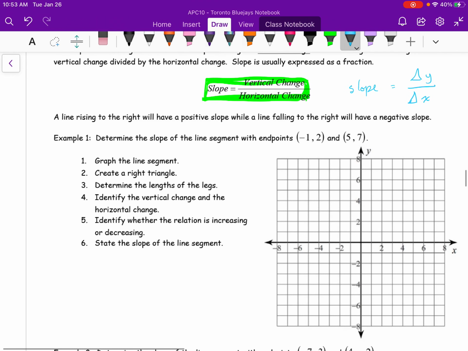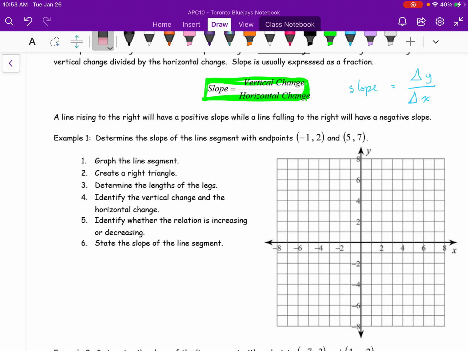A line rising to the right will have a positive slope, while a line falling to the right will have a negative slope. I always find that we should read a graph left to right. We're going to move left to right. And as we move left to right, if we go uphill, that's a positive slope. But as we move left to right, if we go downhill, that's a negative slope. All right.